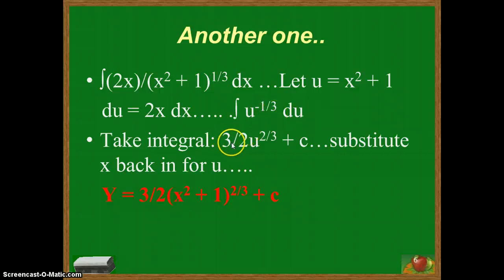Now we can take the integral of that, which would be 3/2 u to the 2/3 plus c, substitute x back in for u, we get y equals 3/2, here's my u, x squared plus 1 to the 2/3 plus c. Pretty simple.